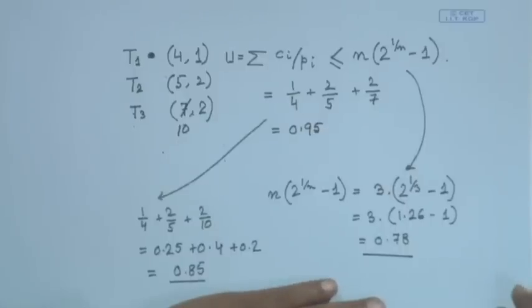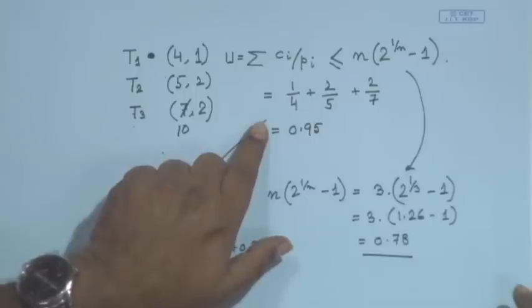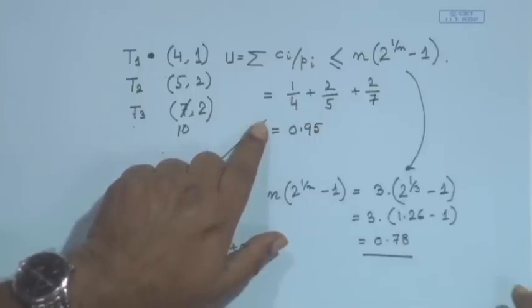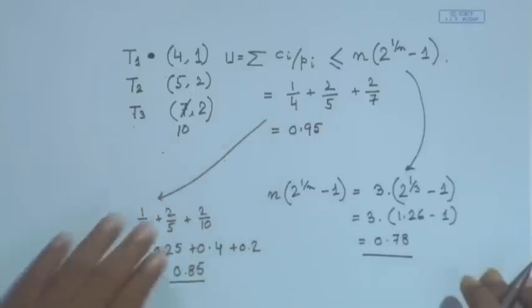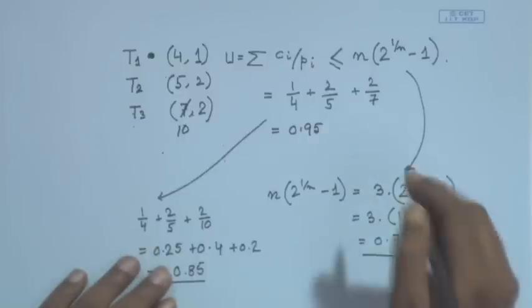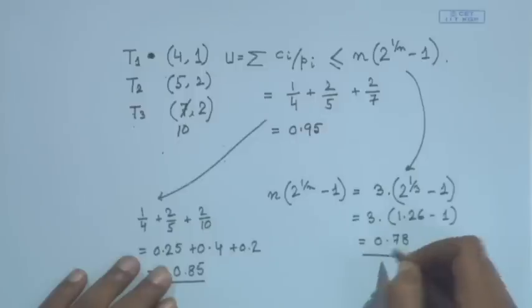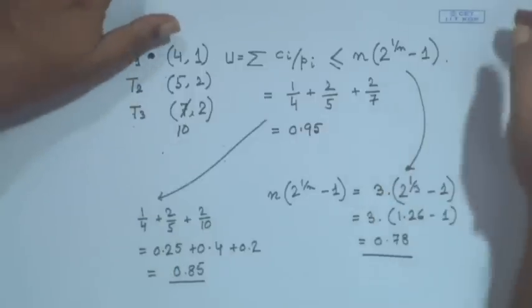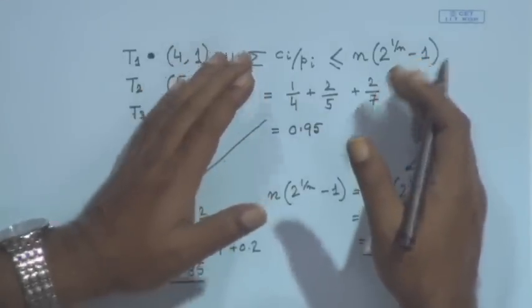Therefore, this condition is sufficient, but not necessary. Even with 10 and 2 I could do this. Okay. But if this is violated, I cannot say. If this is satisfied, rather, then I am sure that I can schedule them. Okay. So, let us take another example of this.